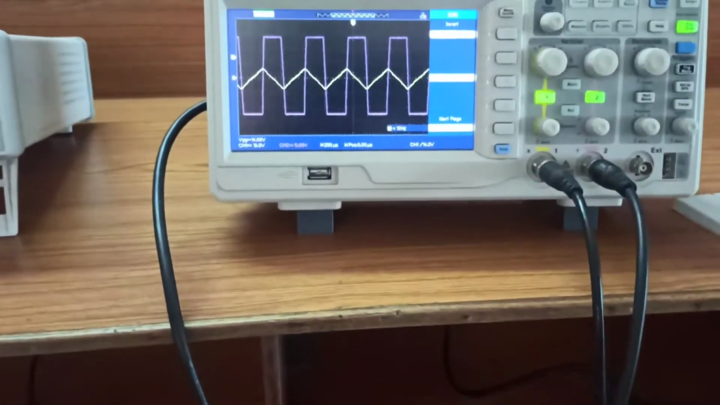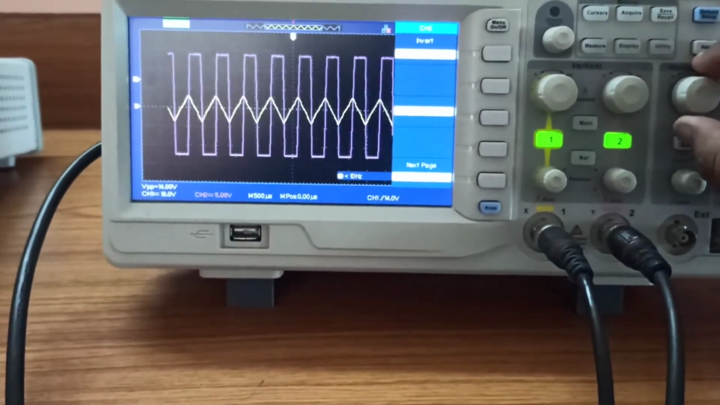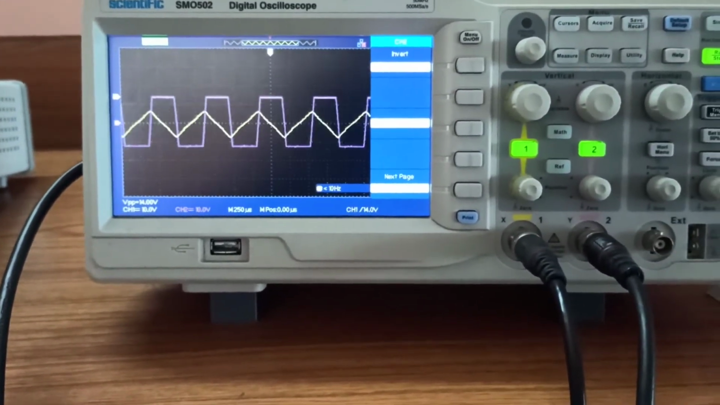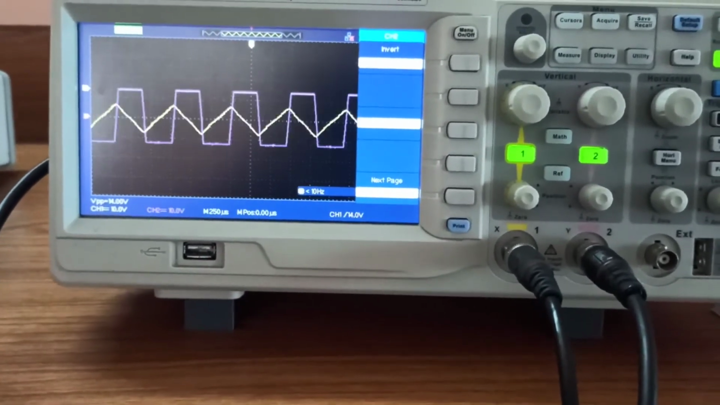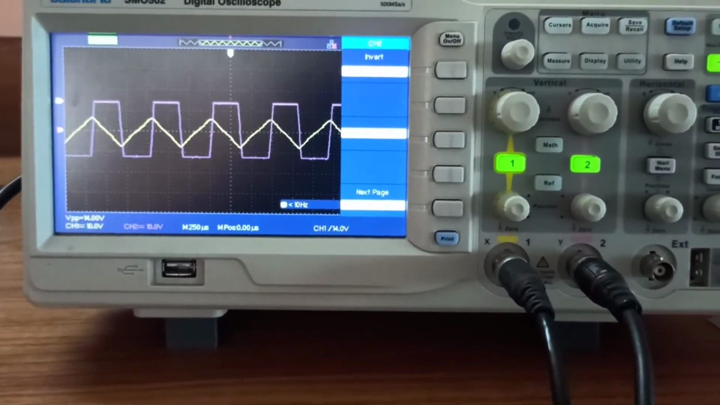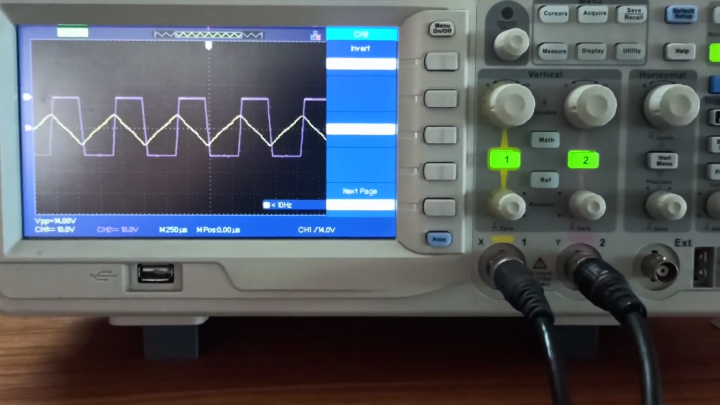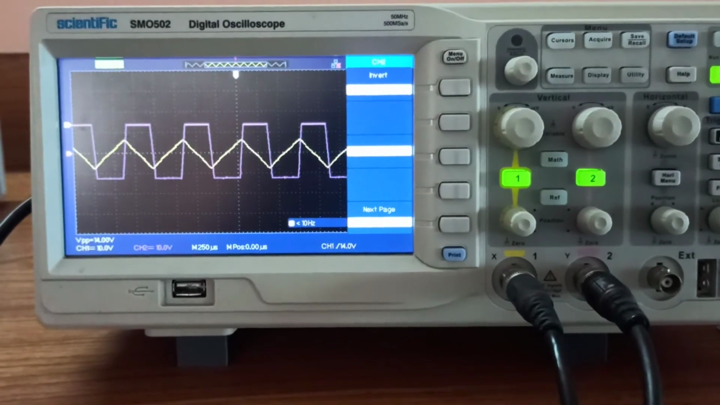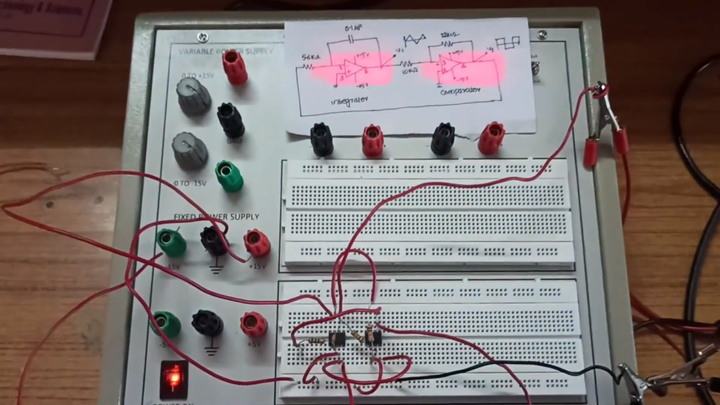Now you can see the outputs of stage 1 and stage 2. Stage 2 provides us a square waveform, and stage 1 provides us a triangular waveform, as stage 1 works as an integrator and uses a negative ramp for a positive square, and stage 2 acts like a comparator. It produces either plus V sat or minus V sat. In that way we get a square waveform in stage 2 and a triangular waveform in stage 1. So this is the experiment of function generator using operational amplifier.